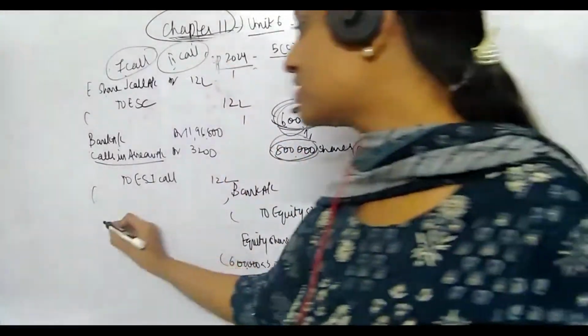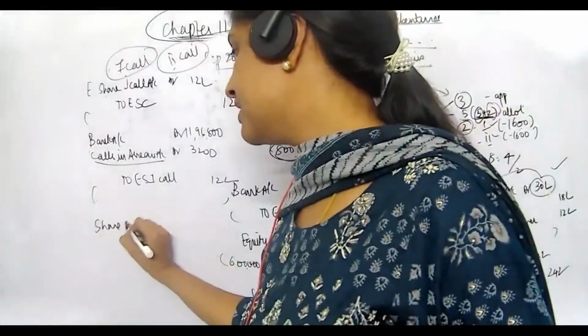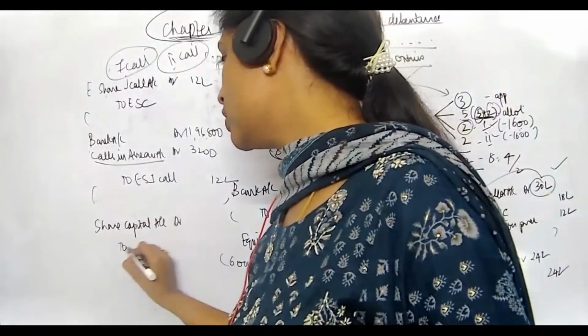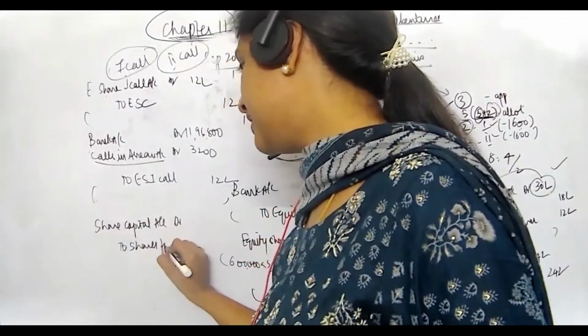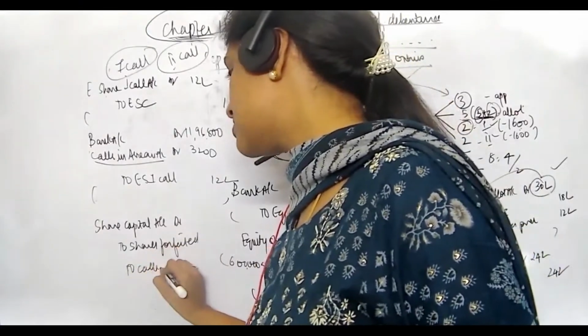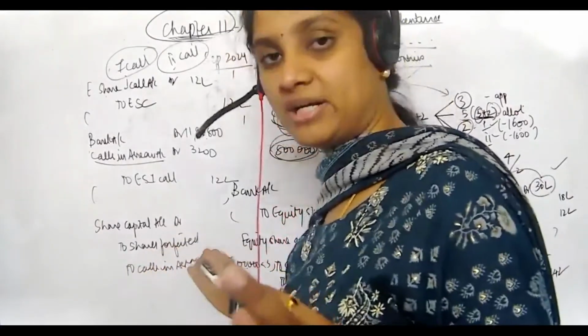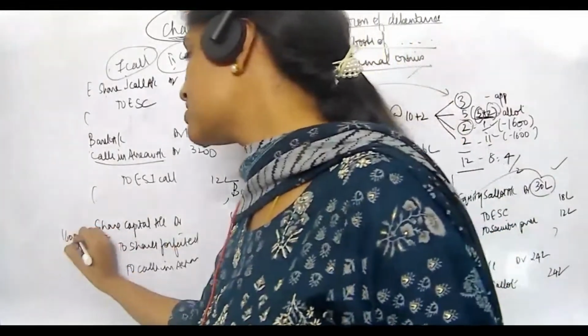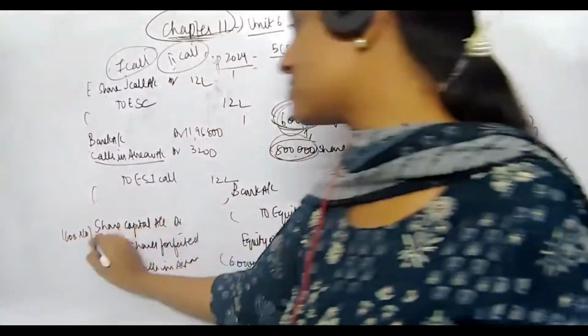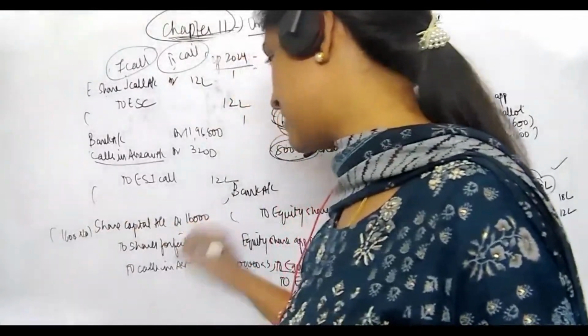Now then go to the shares forfeited entry. So share capital account I am taking, debit to shares forfeited, to calls in arrears. That's all. There is no reissue entry, so don't need to bother. How many shares totally? 1,600 into how much it is? 10 rupees. So it is 16,000 rupees shares cancelled.